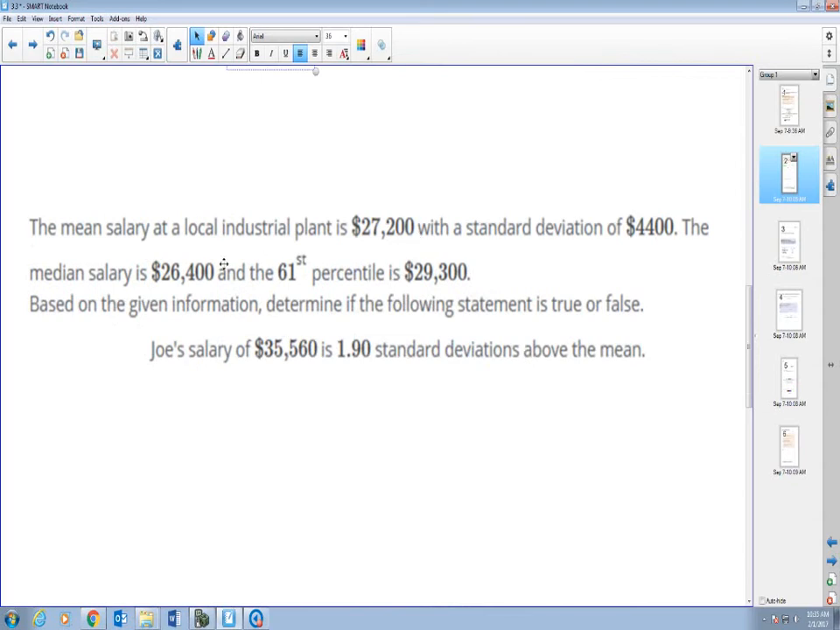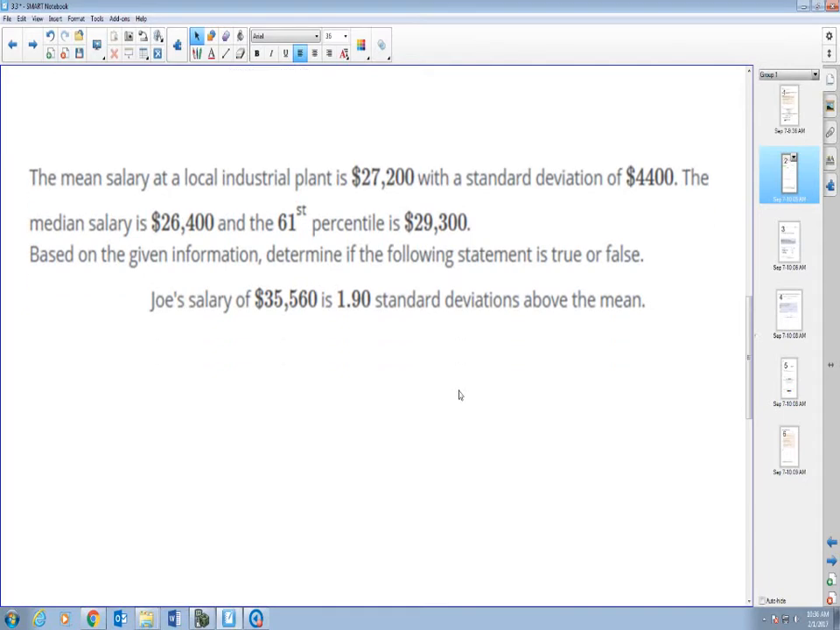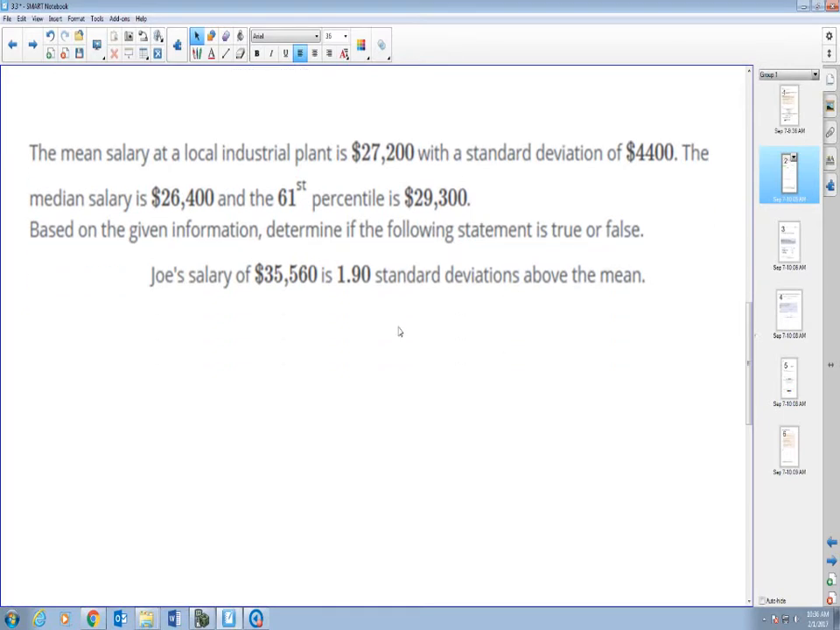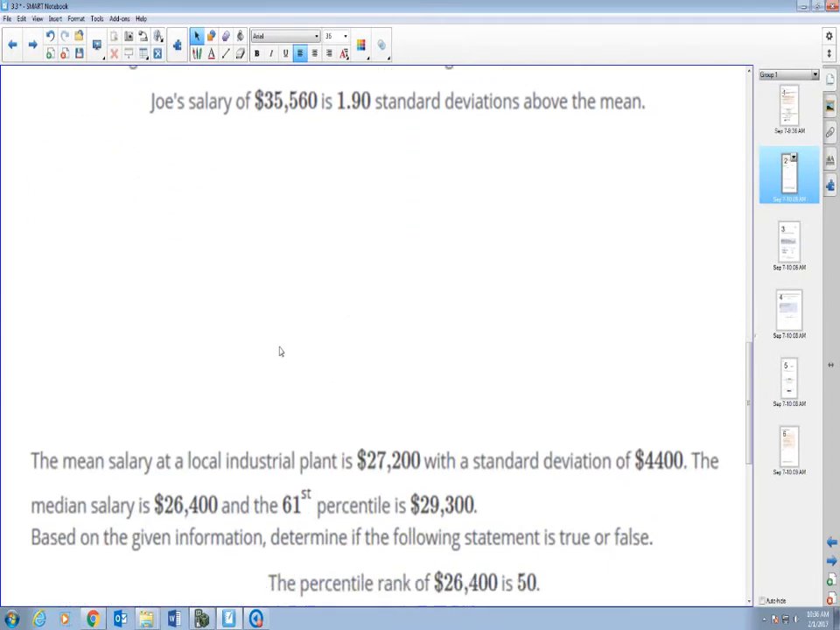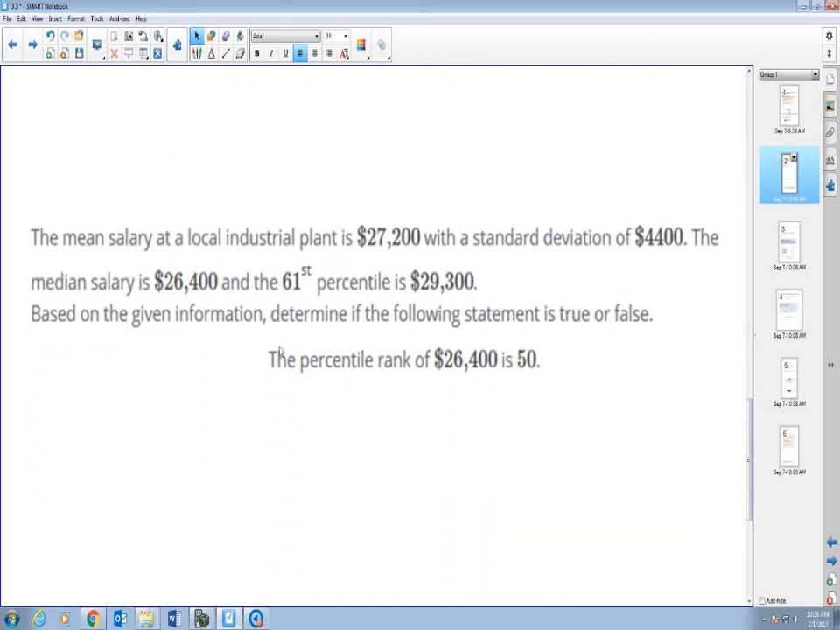Same information. Let's figure out what this means. Joe's salary is $35,000, and Joe's salary is 1.9 standard deviations above the mean. What does that represent? We will come back to this problem. I'm going to show you something toward the end of the video to answer this question. All right, let's go on to the next one.